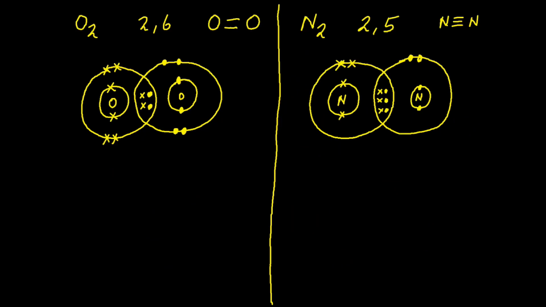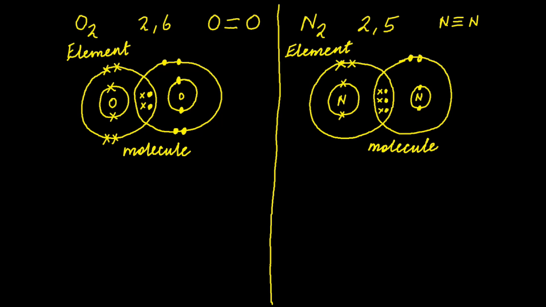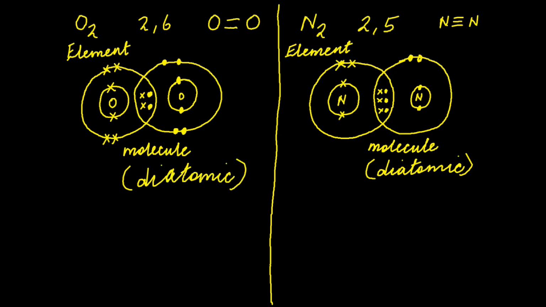Is it an element or a compound? This is also an element and O2 represents an oxygen molecule which is made up of 2 atoms. This is also an element which is made up of 2 atoms. The molecule is made up of 2 atoms. So it's called diatomic. Di means 2. So this is diatomic. Is that clear?